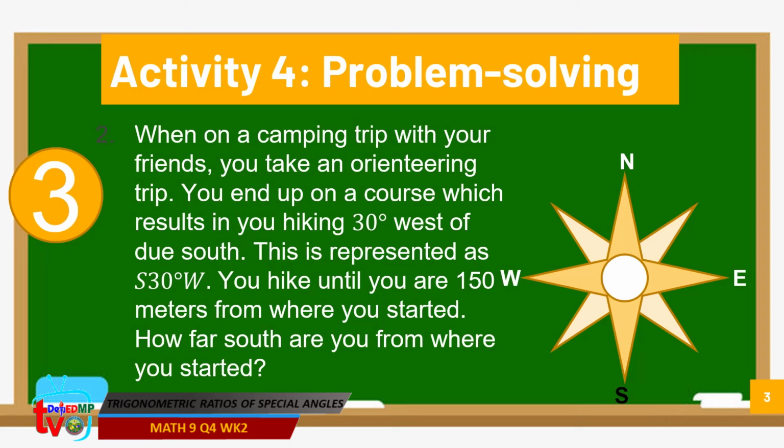Second problem. When on a camping trip with your friends, you take an orienteering trip. You end up on a course which results in you hiking 30 degrees west of due south. You hike until you are 150 meters from where you started. How far south are you from where you started? You are given 3 seconds to do this.